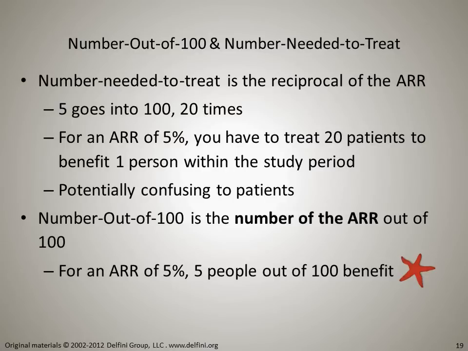The NNT isn't always that easy to wrap one's head around. We've read reports that patients may intuit that the larger number is the better one, when in fact it's the opposite. So we prefer to use natural frequencies, such as number out of 100. Take the number of the percent, in this example 5, which would then be 5 out of 100 patients would benefit within the study time period. NNT and number out of 100 should only be expressed if the study is valid, by the way, because it implies that people will actually benefit.